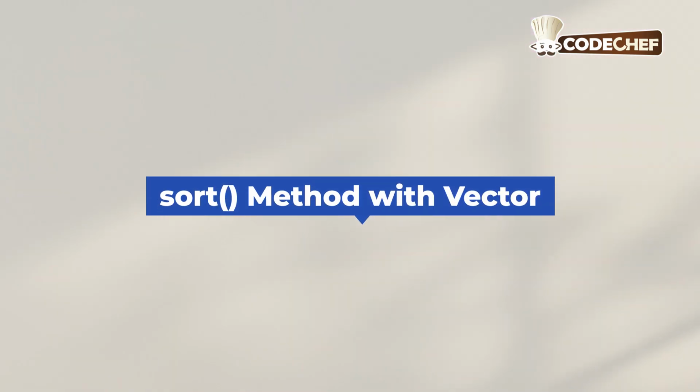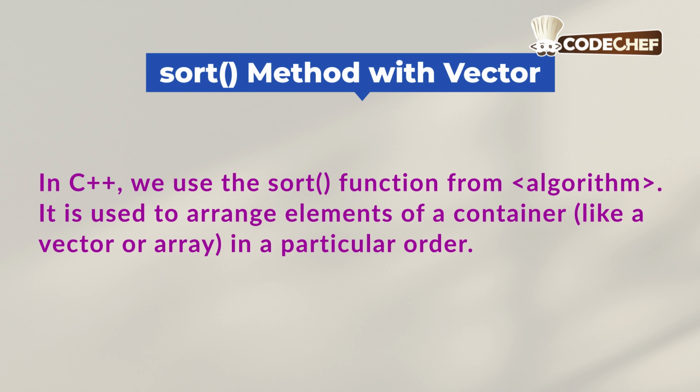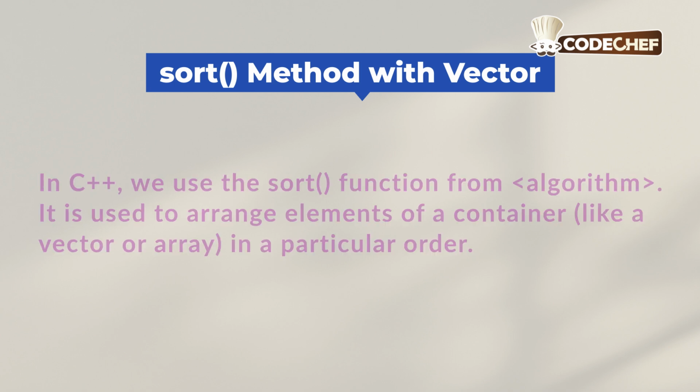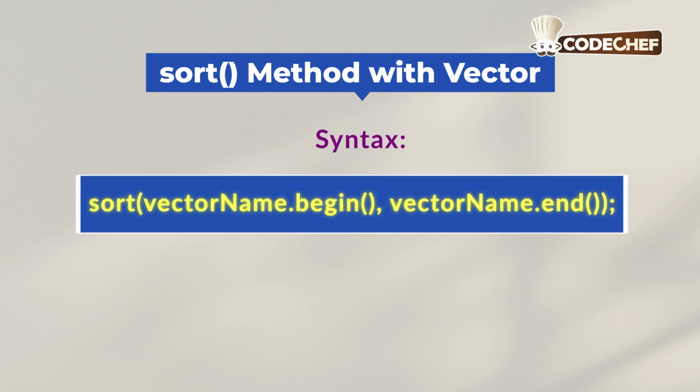Sort method with vector. In C++, we use the sort function from the algorithm header file. It is used to arrange elements of a container, like a vector or array, in any particular order. Its syntax is sort(vectorname.begin(), vectorname.end()); So this will sort all the elements of the vector in ascending order.